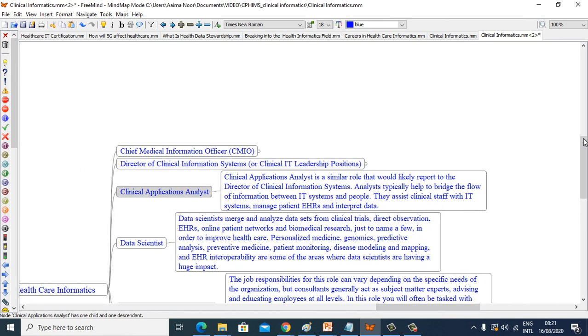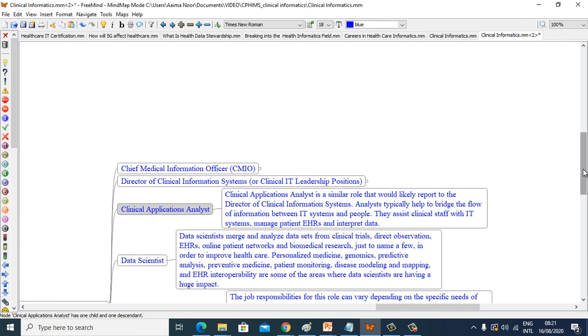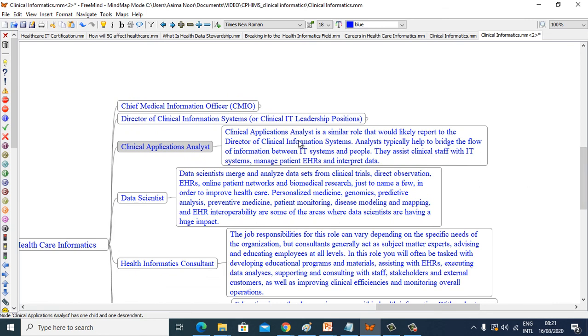Application analyst. A clinical application analyst is a similar role that would likely report to the Director of Clinical Information System. Analysts typically help to bridge the flow of information between IT systems and people. They assist clinical staff with IT systems, manage patient EHR, and integrate data.